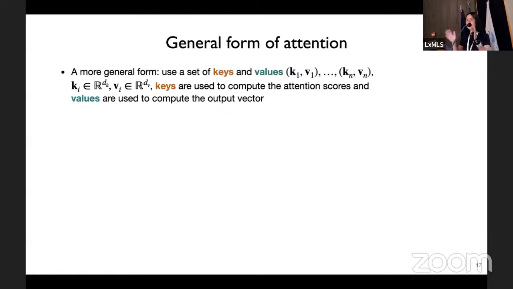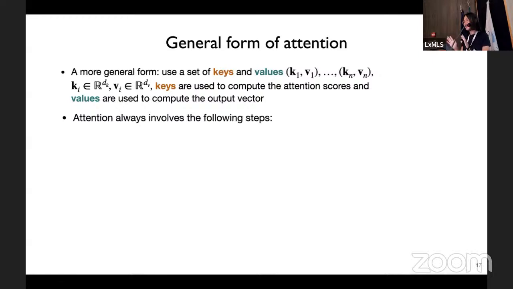So basically, we can think about attention as defining a set of keys and values, denoted by K1, V1, until Kn, Vn, the key-value pairs. Each key vector here is a dk-dimensional vector. For more generality, I'll use different notations here. Each value vector is a dv-dimensional vector. And here, the keys are used to compute the attention scores, and the values are used to compute the output vector.